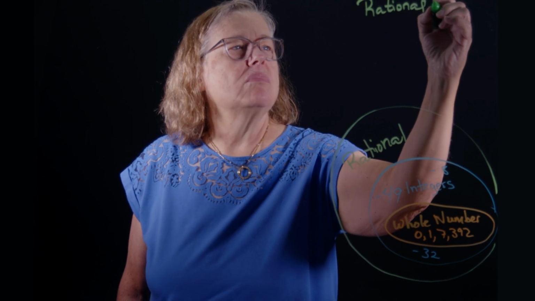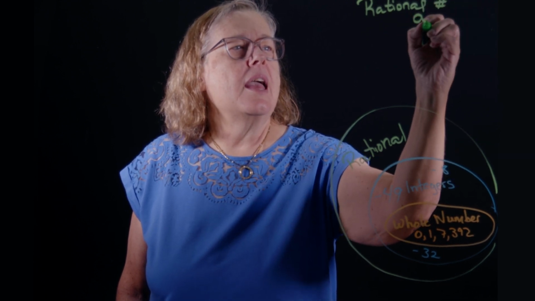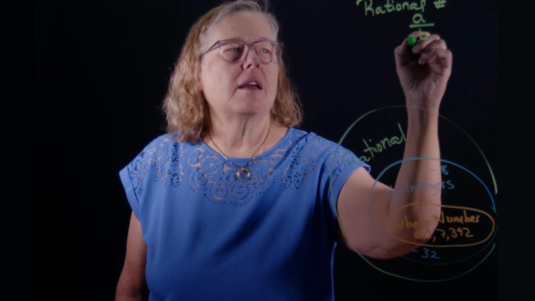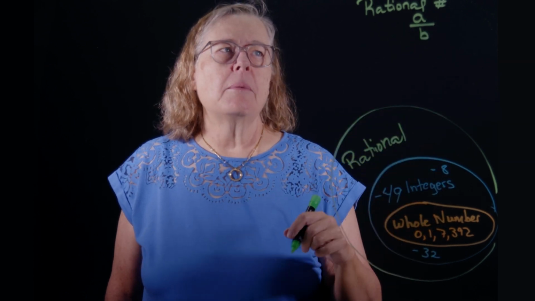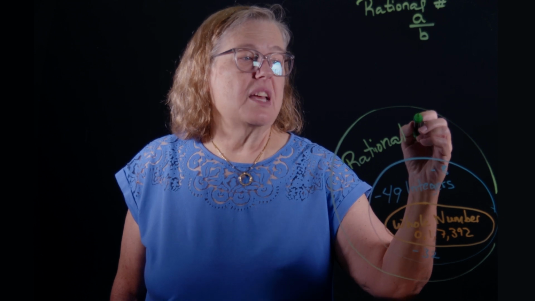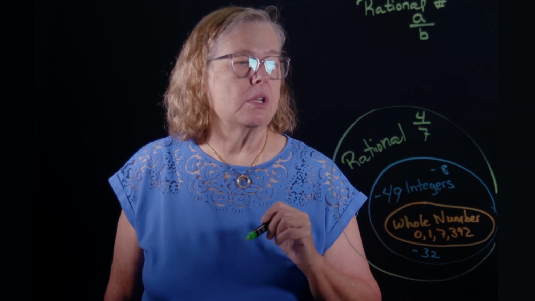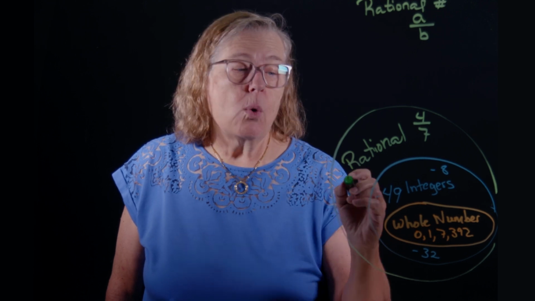That's an L, in case you can't tell. And that means the number is a over b, and they're both integers. That means a rational number is anything that can be written as a fraction. So for example, I could write 4/7. Yep, that's a rational number. I could write 1/10.